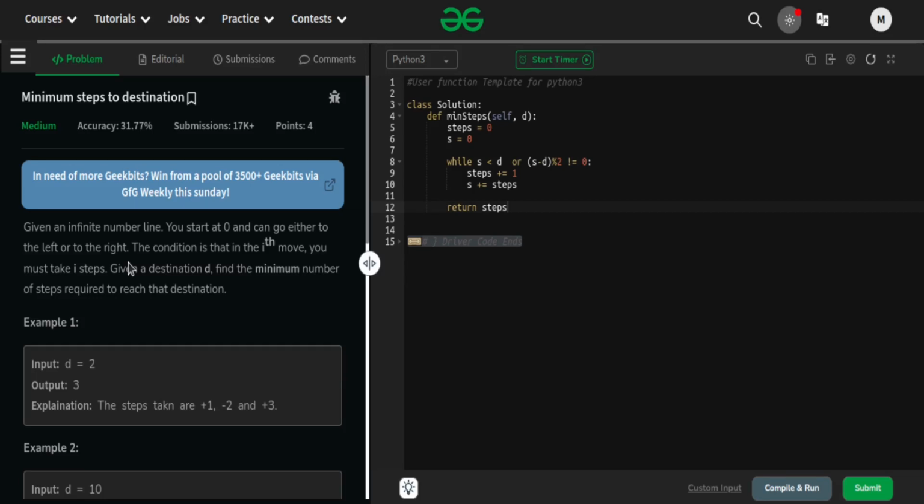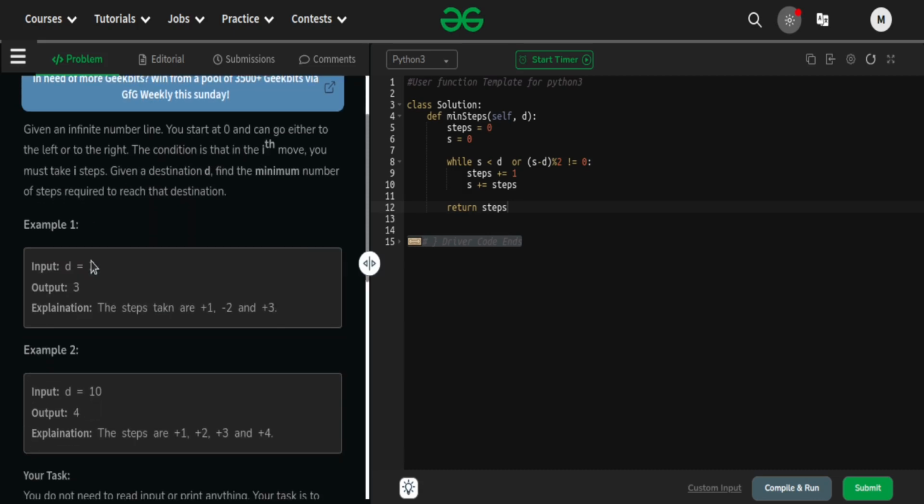Hello guys, in this video we are going to discuss the solution of the problem minimum steps to this destination. So let us look at the problem statement. The problem statement says that given an infinite number line, you start at 0 and can go either to the left or to the right. The condition is that in the ith move you must take i steps. Given a destination D, find the minimum number of steps required to reach that destination.